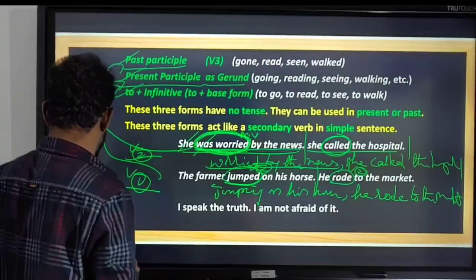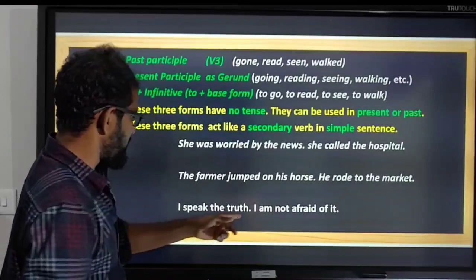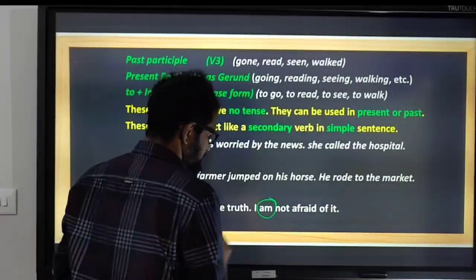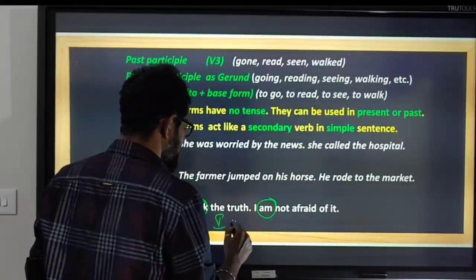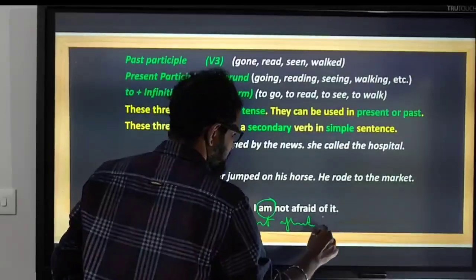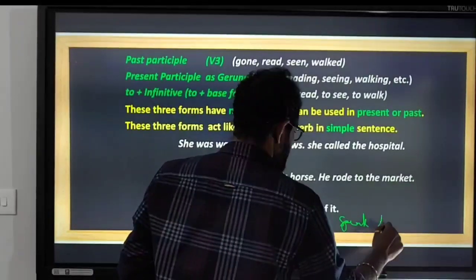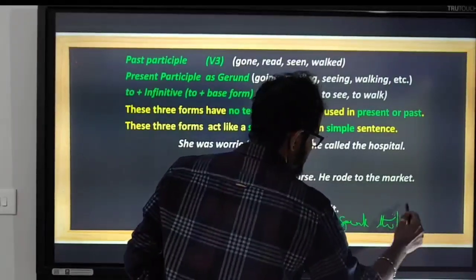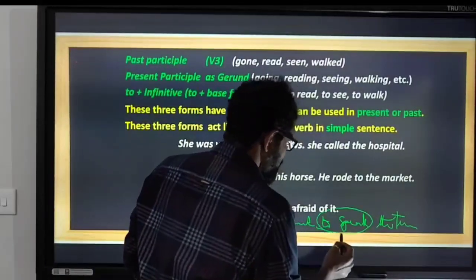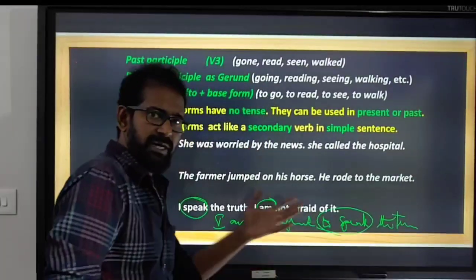Look at the last one here. Speak the truth, I am not afraid. I speak the truth, I am not afraid. Speak is a verb, am is another verb. Then we combine, writing: I am not afraid to speak the truth. See here, I use to speak, the to infinitive. Sometimes we can use even a present participle.